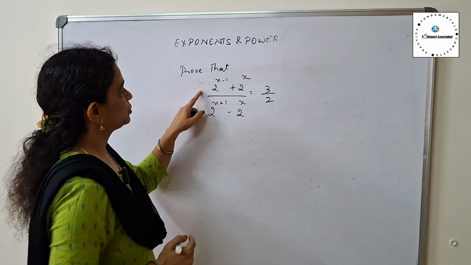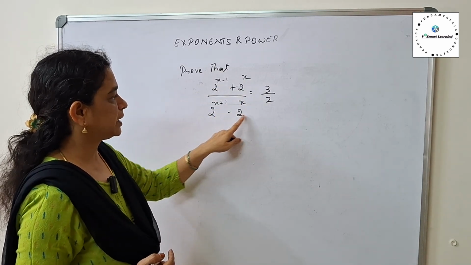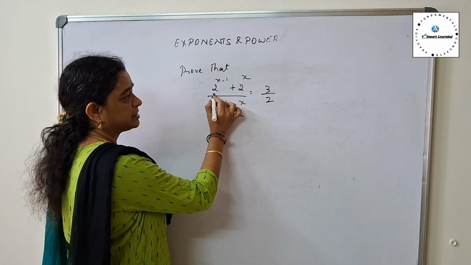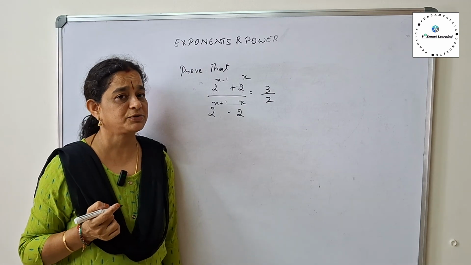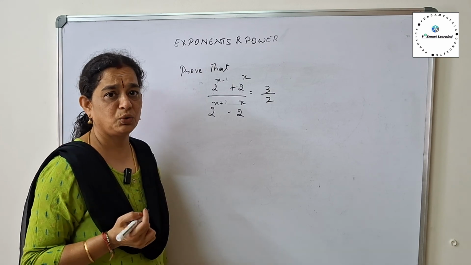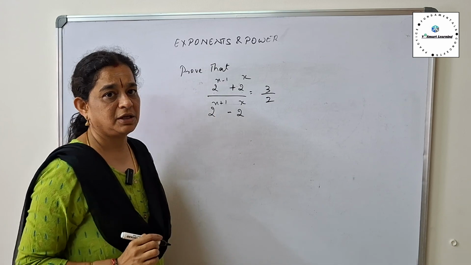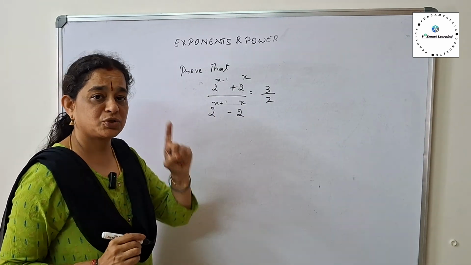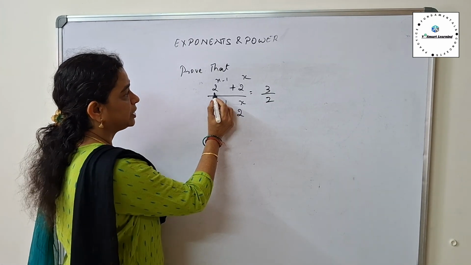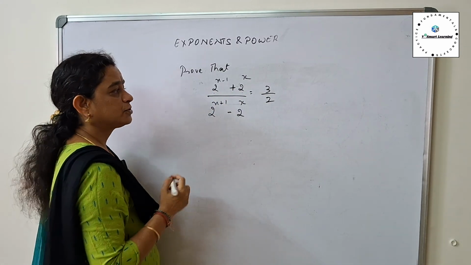Now here it is (2^(x minus 1) plus 2^x) / (2^(x plus 1) minus 2^x). Important thing: they have the same base. But can we apply the laws of exponents? Pause the video and think for a moment. No. Why? Because there is a plus or a minus here. You can apply the laws of exponents only if you have a multiplication or a division sign. So here you cannot say 2 to the power of (x minus 1 plus x). That will become wrong.